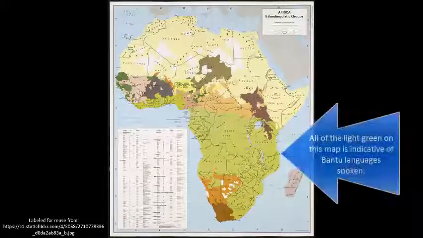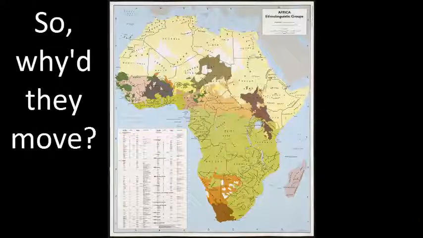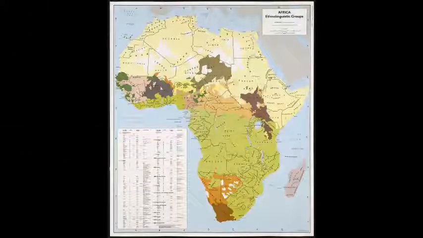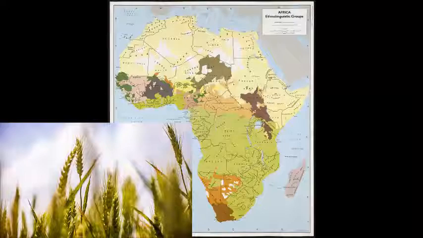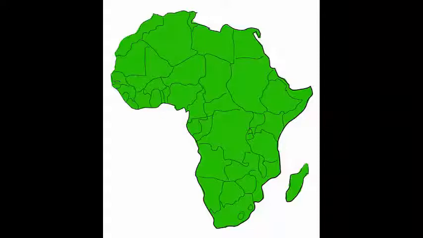Today, many of the language groups of sub-Saharan Africa were born out of Bantu language groups, Swahili being one of the most recognized. So, why'd they move? There is some disagreement amongst scholars about the details of the push factor that led to the Bantu migration, but there is consensus that it was because of agricultural opportunities. It always comes back to food, doesn't it? Regardless of the details, the Bantu migration is an example of a voluntary migration.